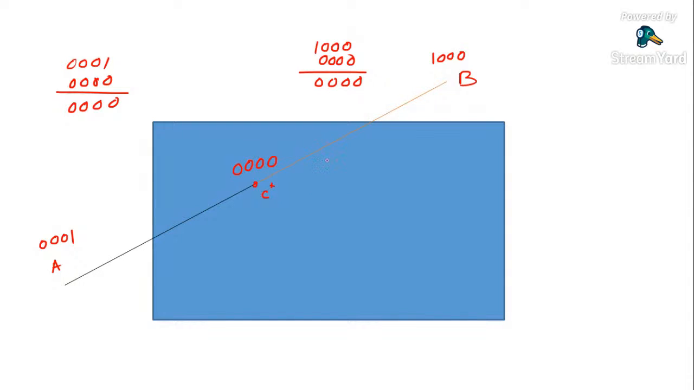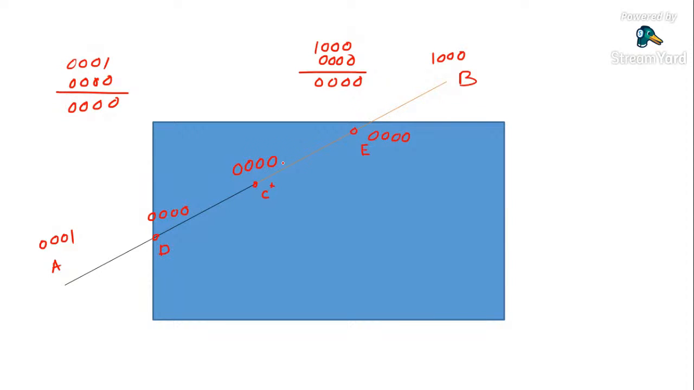Now you have to again divide the line into equal parts. AC is divided into two equal parts. Somewhere here you will get a point, which is D, and somewhere here you will get the point E. Now find out the region code for D. D will be 0000, and for E you will get 0000.